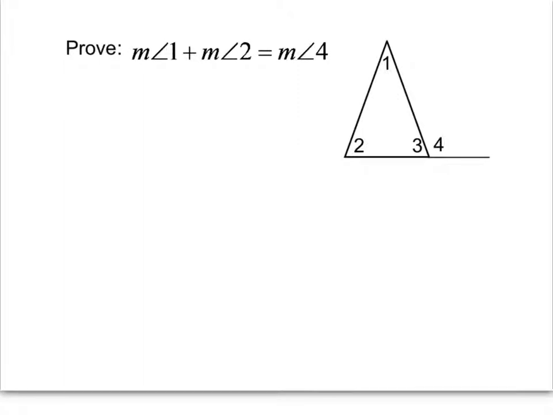You should pause and copy this down. So looking at this figure, what we're trying to prove here is that the measures of angles 1 and 2 added together equal the measure of angle 4. So there's not really anything to say for your given. The given is just the figure, so you can write that. It's not really that important that you write that.